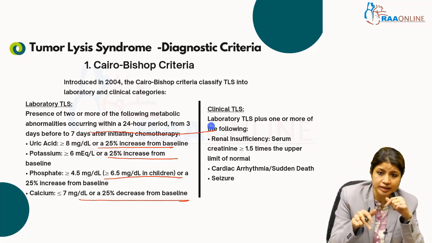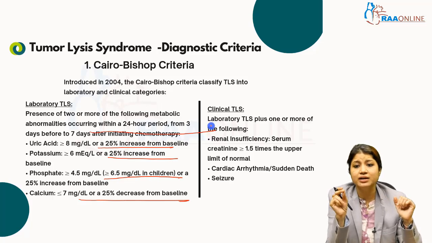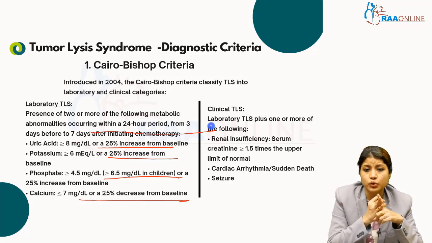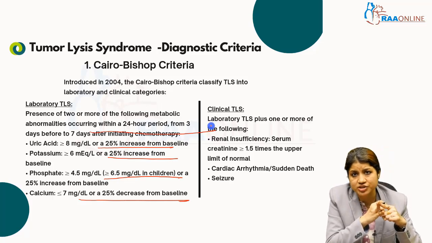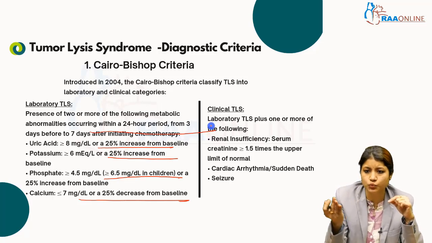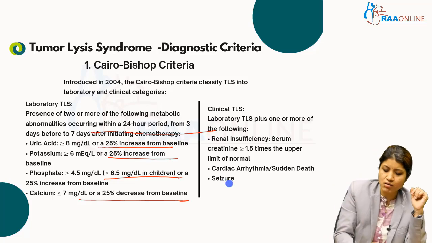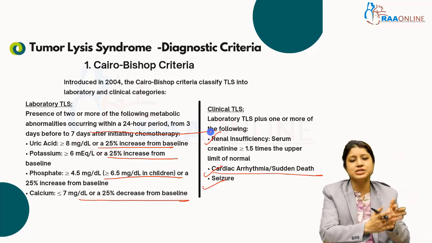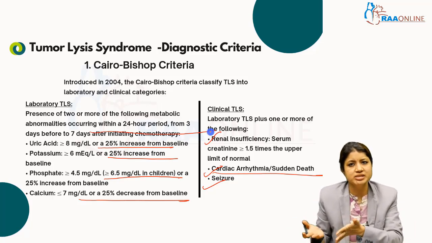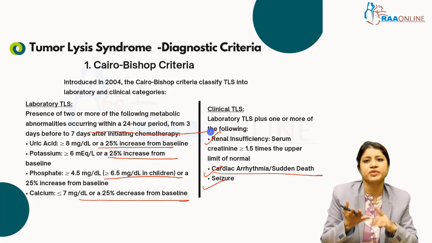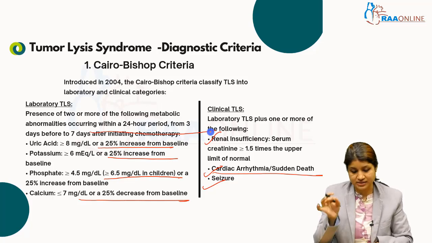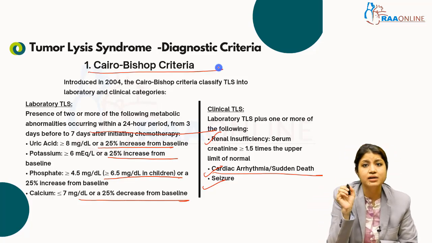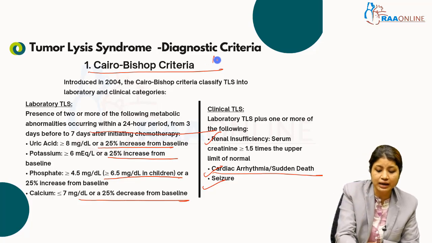Whereas when we come to a clinical TLS, it says that there should be one laboratory TLS plus 1 or more of the following: either renal insufficiency, that is an increase in your creatinine to 1.5 times the upper limit, or cardiac arrhythmias or seizures. Nothing but a manifestation of your laboratory TLS should be seen in the form of symptomatology to call it a clinical TLS.